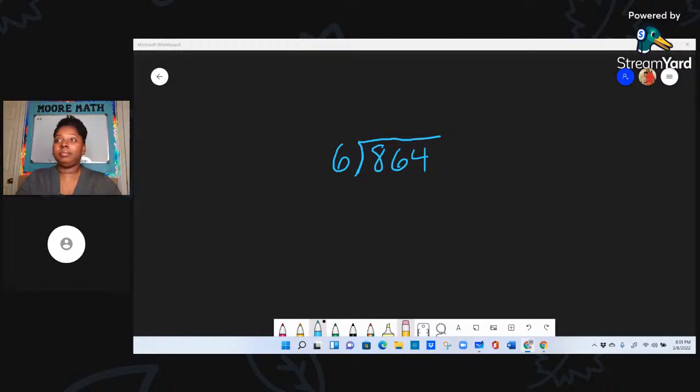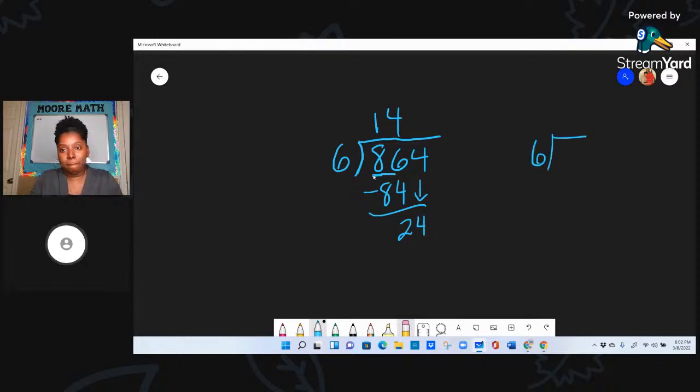What I got is 144. Okay, walk me through how you did it because you're absolutely right. So first, 6 can't go into 8. So 6 could go into 86. Yeah, 6 could go into 86. And then 6 times 14 is 84. 86 minus 84 is 2. But you bring down the 4. 6 times 4 is 24, and then 24 minus 24 is 0.